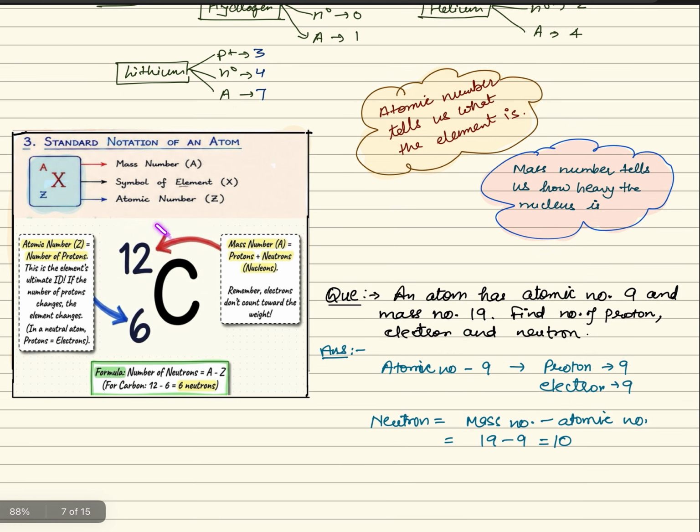This is the notation of an atom I told you. Now this is an example. An atom has atomic number 9 and mass number 19. Find the proton, electron and neutron. Atomic number 9. Atomic number means number of protons or number of electrons, that is 9. And if we want to find the neutron, how will we find it? We subtract: mass number minus atomic number will give you the neutron. So 19 minus 9 gives the neutron 10. Neutron plus proton is 19, it will give you the mass number, that is 10 plus 9.